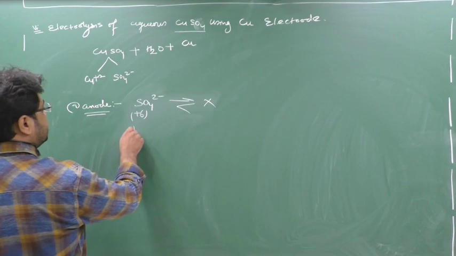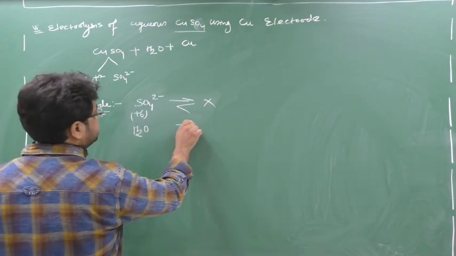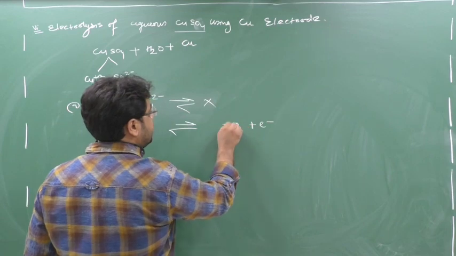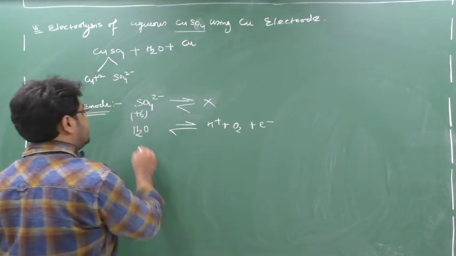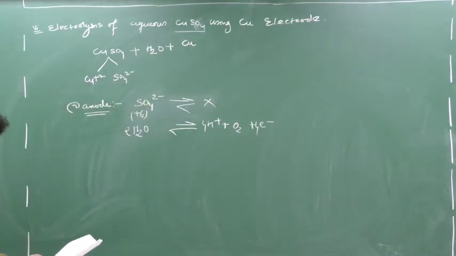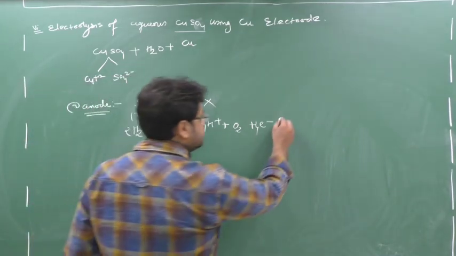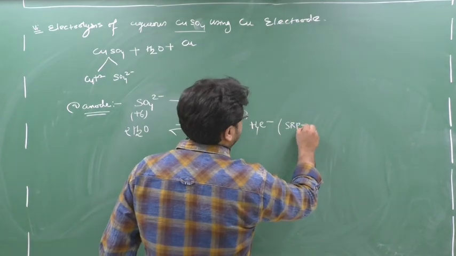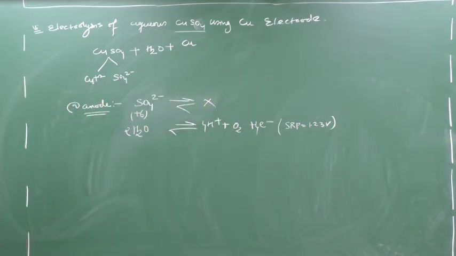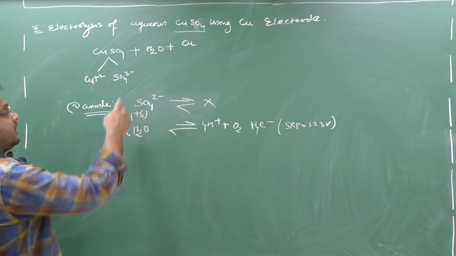Then we will see water. You know the water oxidation reaction: loss of electrons, giving O2 and H+. If you balance the reaction, it is 4, 4. And for this, the SRP value is 1.23 volt. You have to remember this, 1.23 volt.